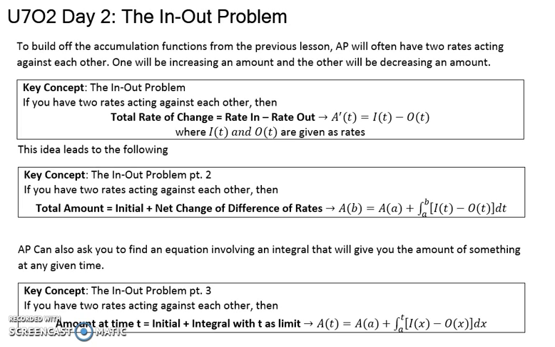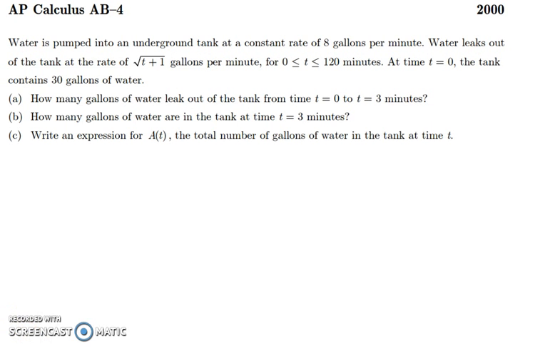So let's look at an example of an AP problem. We have water being pumped into an underground tank at a constant rate of 8 gallons per minute, and water leaking out of the tank at a rate of radical t plus 1 gallons per minute for the first 120 minutes. At time t equals 0, the tank contains 30 gallons of water.